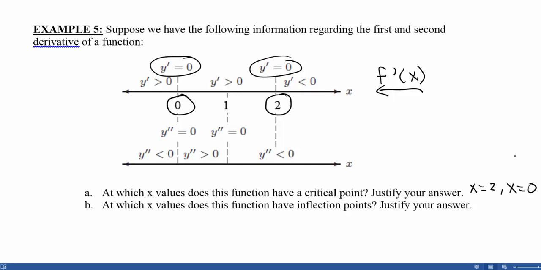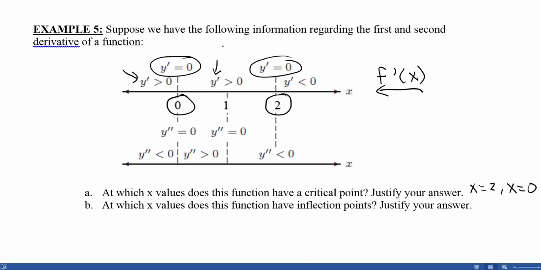Now, if I wanted to find out what kind of critical points these are, I could use my first derivative test here to figure out if these were local maximums or local minimums or neither. So I want you to notice what's happening at 0. To the left of 0, my first derivative is positive, and to the right, I have again that my first derivative is positive. So here, my first derivative didn't change signs. So x equals 0 is not a local max or a local min.